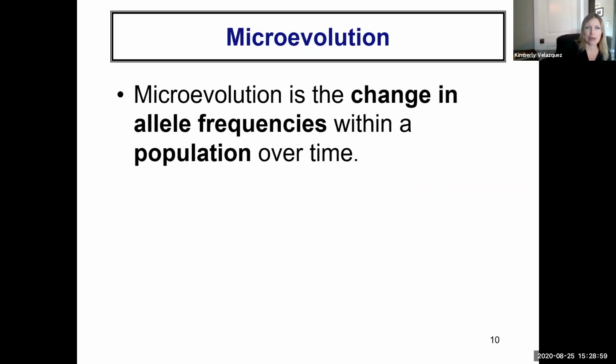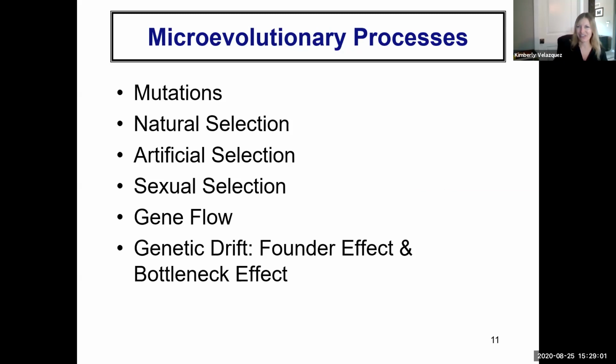So now let's go back and look at the different ways that microevolution can happen. One of those ways is through mutations, and we'll talk about that a little bit more. We're going to talk a lot about natural selection, which I just actually gave you a good example of. Artificial selection, sexual selection, and then two other big ways that evolution can happen called gene flow and genetic drift. And then there are going to be two types of genetic drift, the founder effect and the bottleneck effect. Of all of these, we will spend the most time on natural selection.